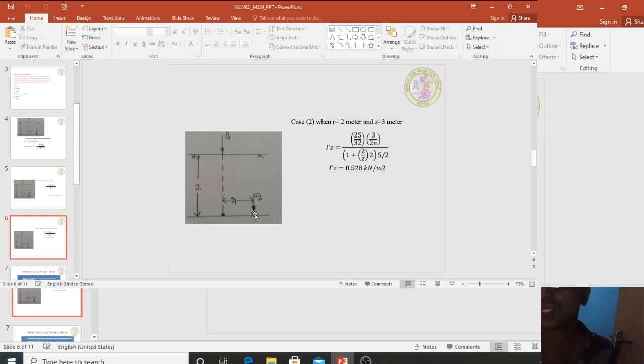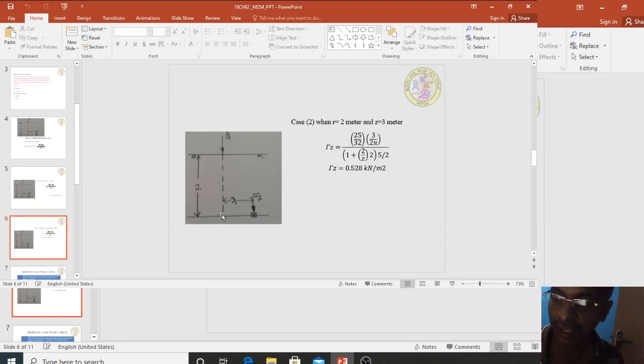So sigma z is equal to q by z square, 25 divided by 3 square, into 3 by 2 pi, divided by 1 plus r by z whole square, whole to the power 5 by 2. Radial distance is 2 meter, z is 3 meter. That is 0.526 kilonewton per meter square.